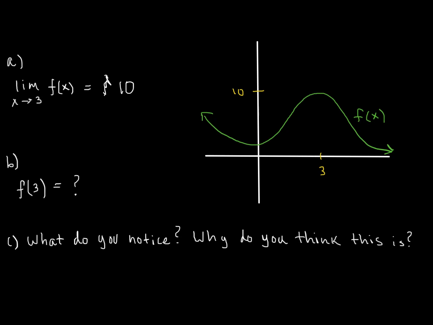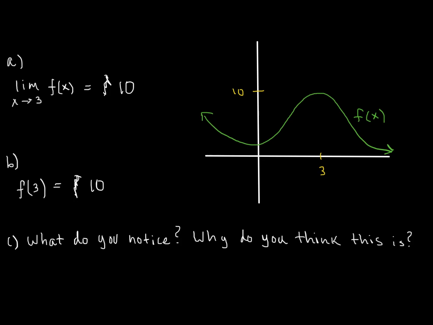Okay? And then we also want to know, what is the value of the function at an x value of 3? This is pretty easy as well. We just see that when you plug in 3, the value of the function is also 10. So what do we notice here? Well, we notice that the limit and the value of the function are the same. They're equal.